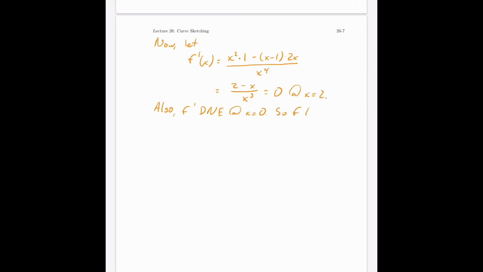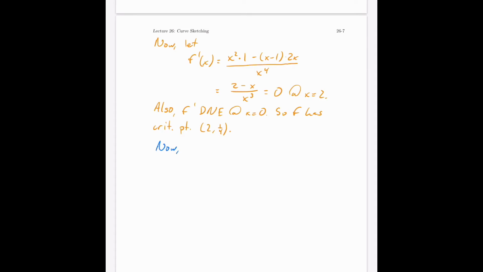All right, so f has one critical point, and that's going to be 2 comma 1/4. You just find that by plugging 2 into f of x. Not f prime, but f. Okay? Going to hold off on everything else right now until we find f double prime.